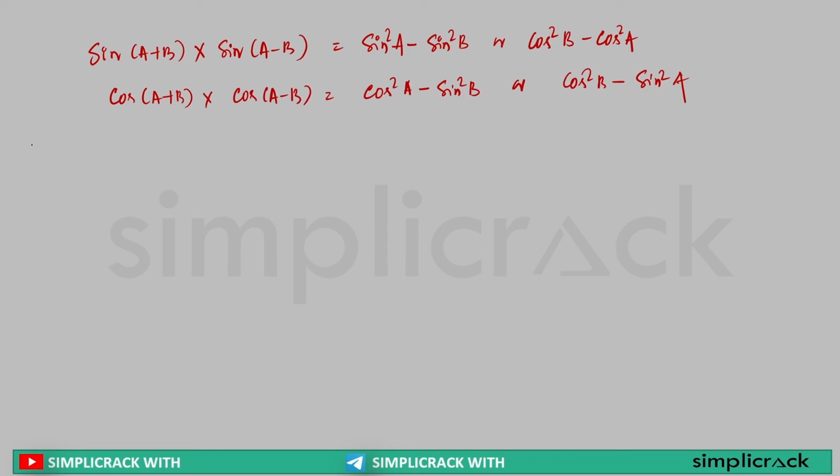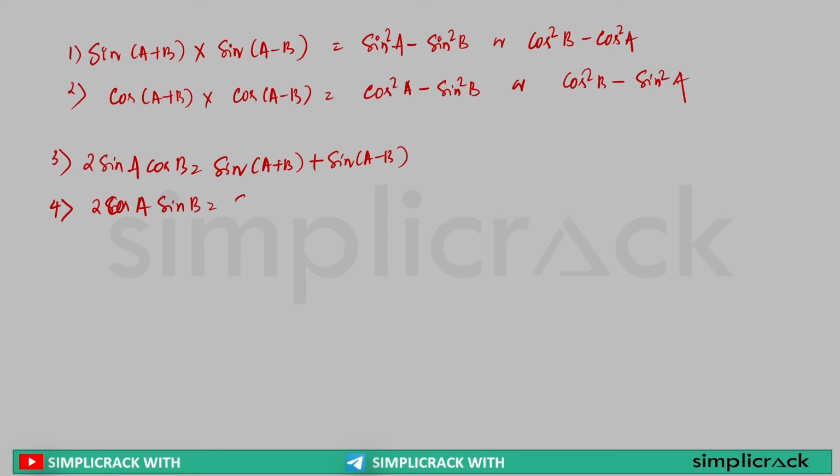Clear? Now remember, this is 1, this is 2, remember 3. 2 sine a cos b is equal to sine(a plus b) plus sine(a minus b). You can open it and find the answer, same answer. 2 cos a sine b is equal to sine(a plus b) minus sine(a minus b), or 2 cos a into cos b is given.